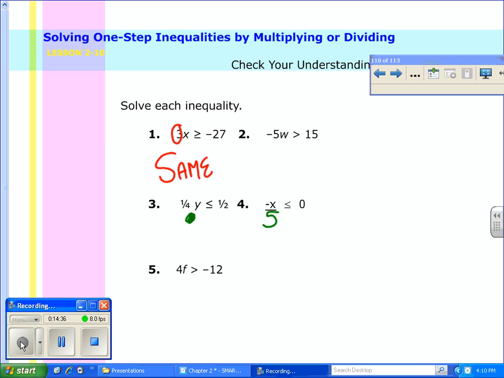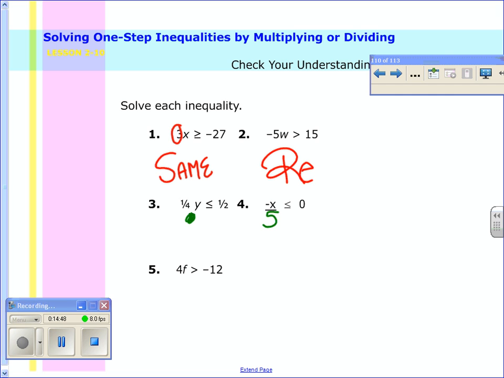All right, so let's see. Number 2 here, we have negative 5 times w is the same as 15. Well, to get w by itself, I divide by negative 5. The sign would reverse, because both sides would be divided by negative 5. Number 3, I have 1/4 times y is less than or equal to 1/2. Well, to get this one the same, I could write it, again, as y over 4, or solve by doing the reciprocal, which is 1/4. So the sign would stay the same, because either way, I'd be multiplying by 4.